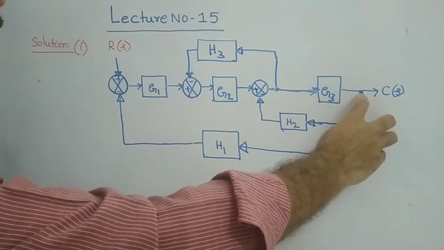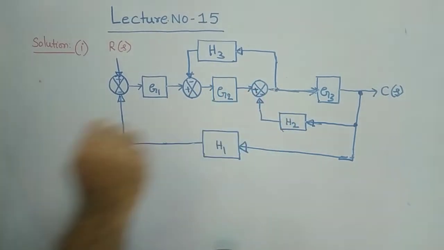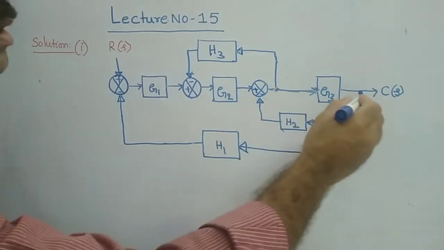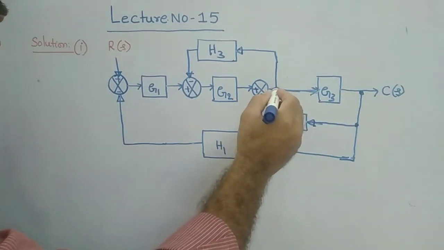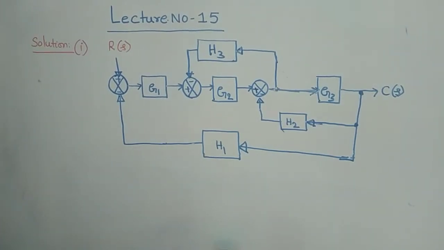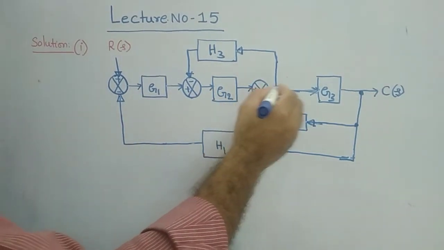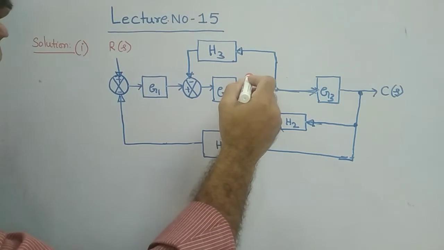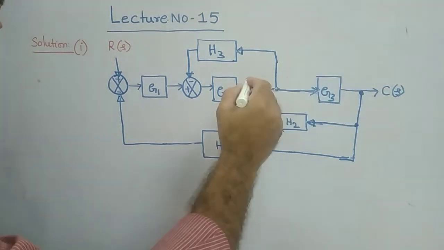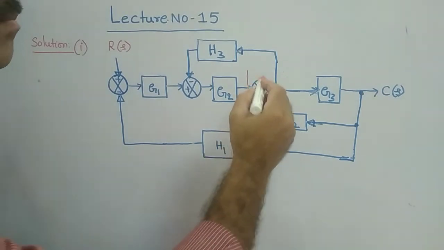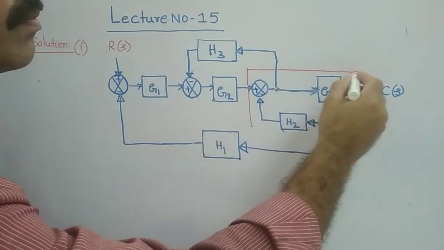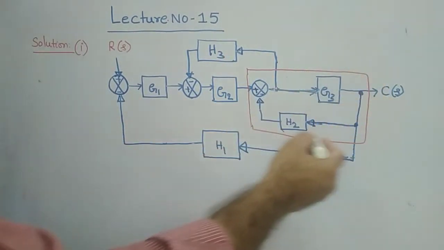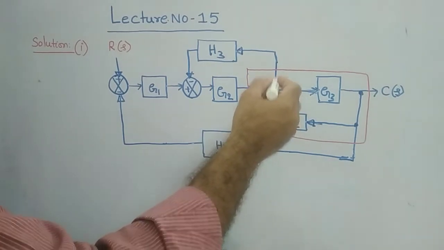Interior loops means again from here H2 is coming to here negative, from the summer there is a gain and it is like a loop, is it not? This is a loop, but in this there is a takeoff point, so that takeoff point should not be there in order to simplify this loop. In order to simplify this particular loop, this takeoff point should not be here.